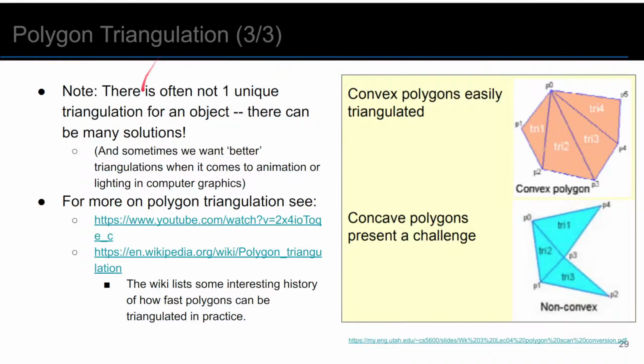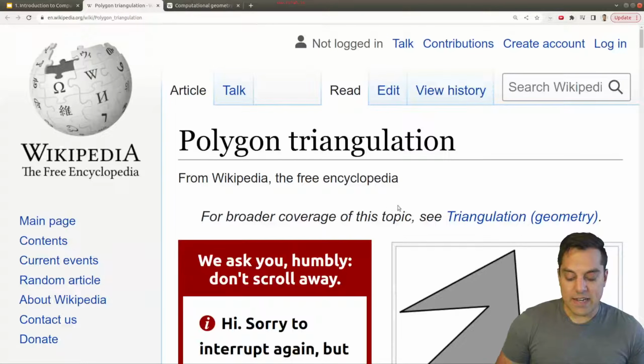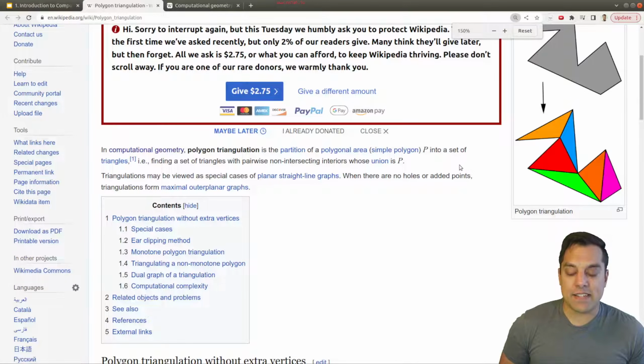So again, these are just my notes stating that there is not one unique triangulation for an object. You can do this example and see how many you could come up with, and probably prove how many different triangulations you can have for some object with some number of polygons. There are some other nice YouTube videos I'm going to link here that you can check out, and then the wiki page on Polygon Triangulations. I can just click on it here, so you can think about this shape and how many you can get here.